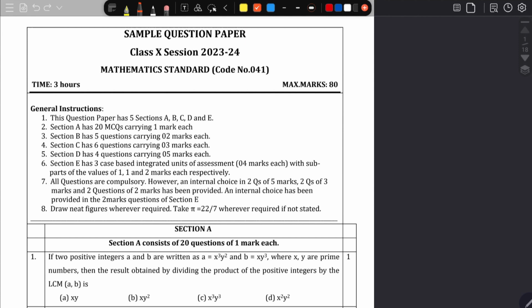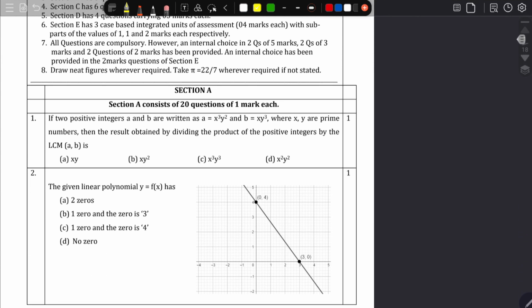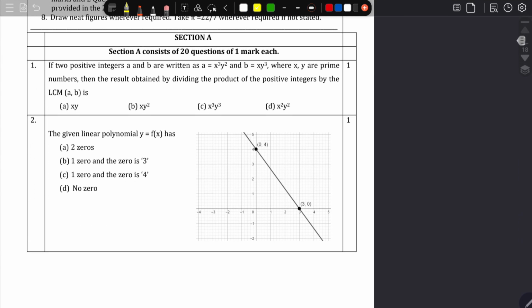Today we are discussing the sample question paper of class 10 Mathematics standard paper. So without any delay, let's start the questions. In Section A, there are 20 questions which are MCQs. Each carries 1 mark. So now we are starting question number 1.